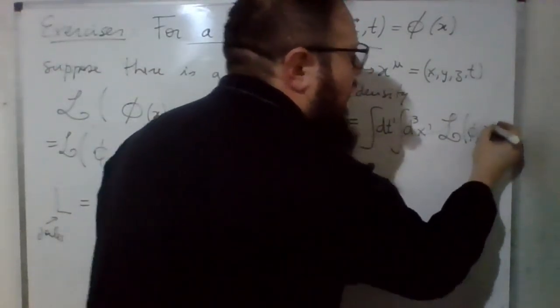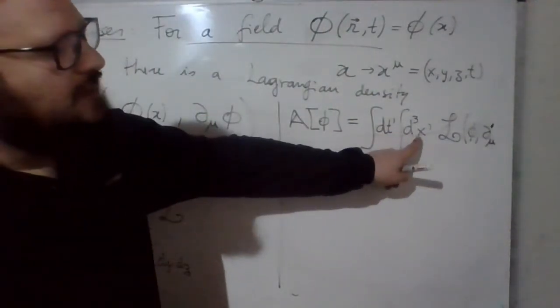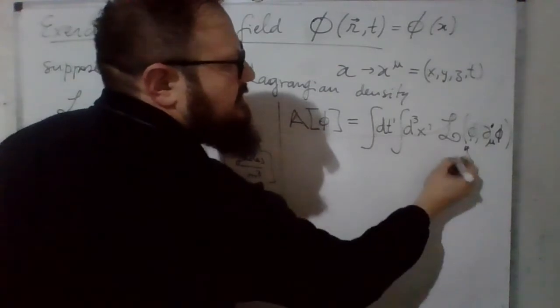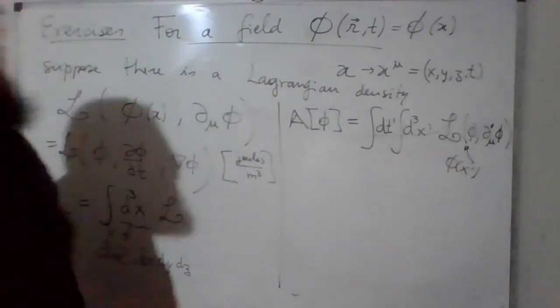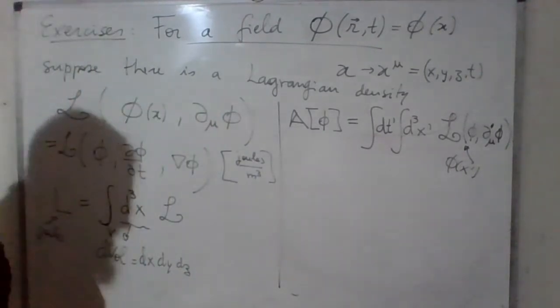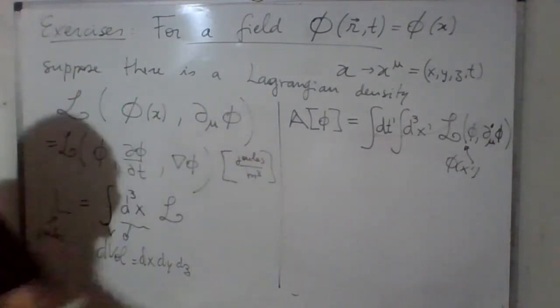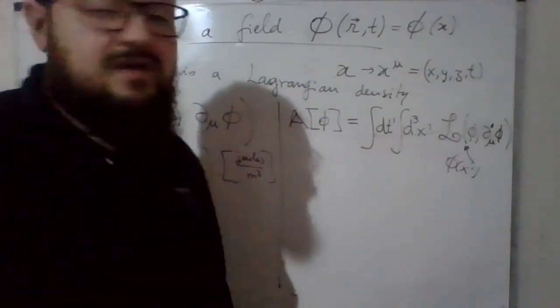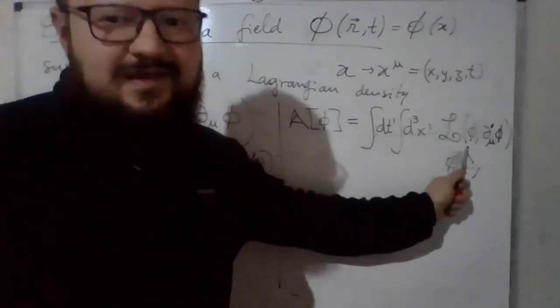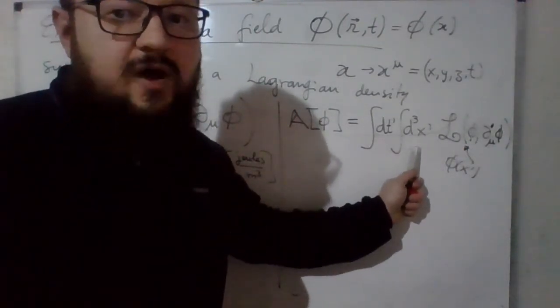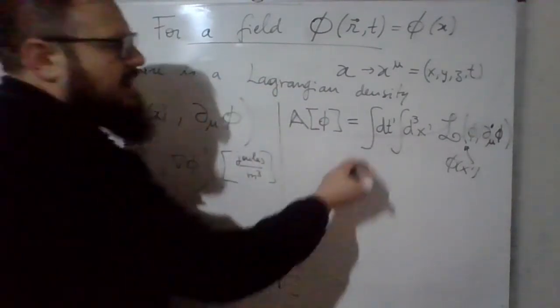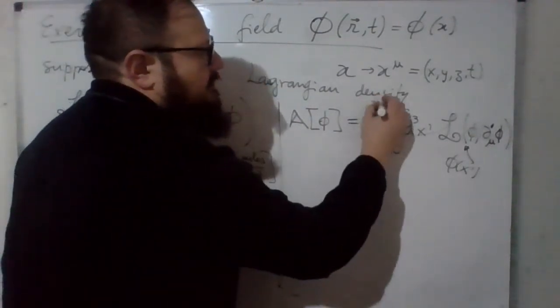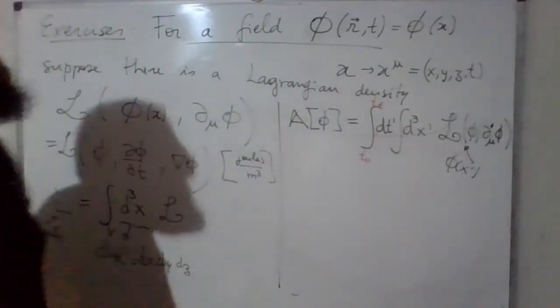Let me write this primed because I am considering x prime, y prime, z prime, and so on. The phi field here is calculated at the x prime position. So you integrate over the entire space-time volume for finding the action. This is actually the main difference between particles and fields. Now you need to define a Lagrangian density and integrate over the volume, not only over time. And time here, of course, should be from some initial to a final time.